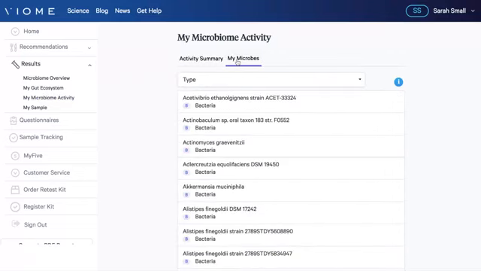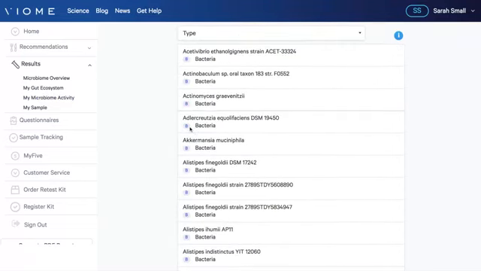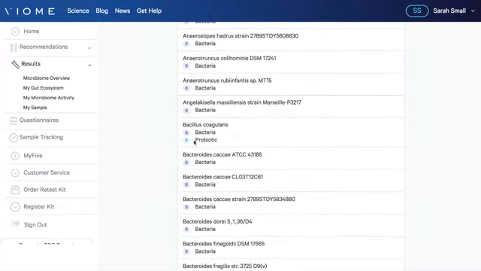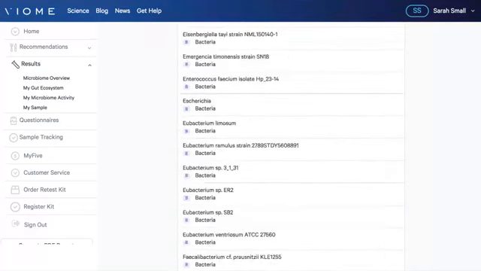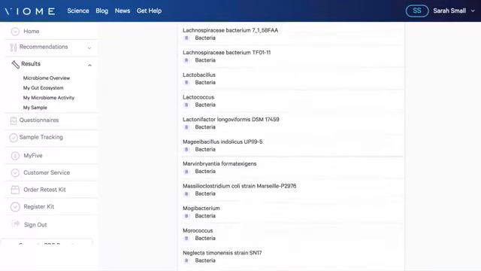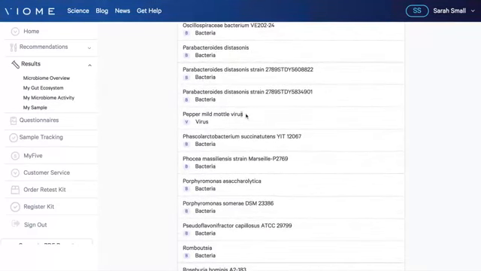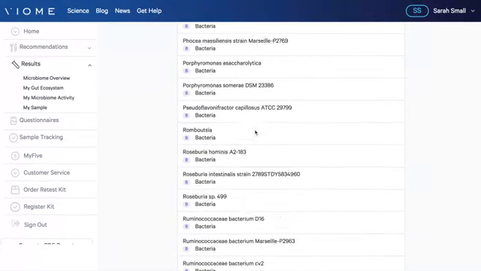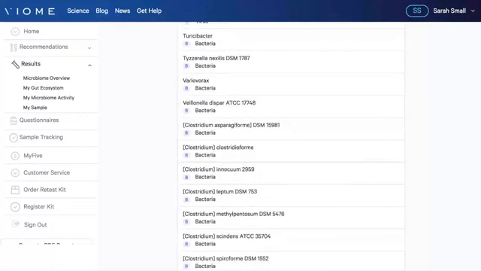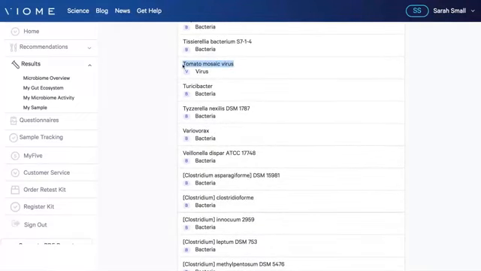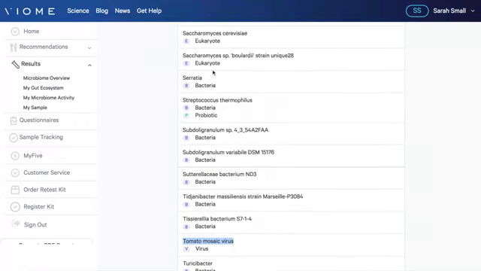On the second tab over here, you see my microbes, and the B is for bacteria. The P is for probiotic. If you scroll, I just want to draw attention to the two viruses that showed up in my gut. The first is a pepper mild mottle virus, and I've known for a long time that I do not tolerate bell peppers well. This is definitely a contributing factor to that. The other one's with tomatoes, the tomato mosaic virus. Those are the two viruses showing up for me, and I also don't tolerate tomatoes, so it makes a lot of sense.